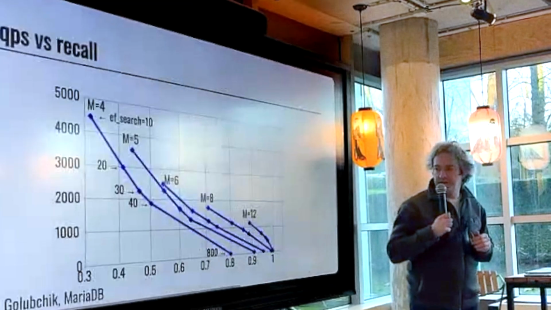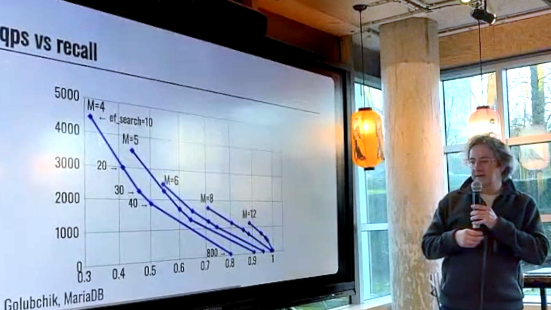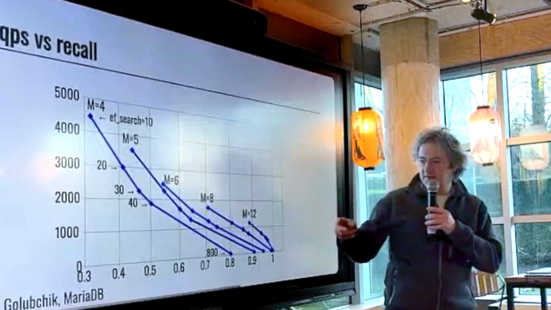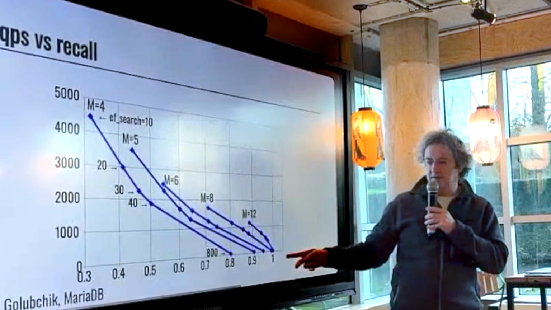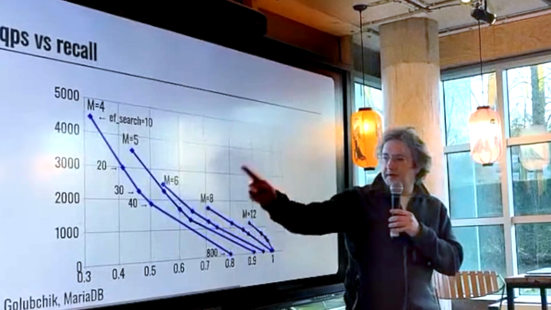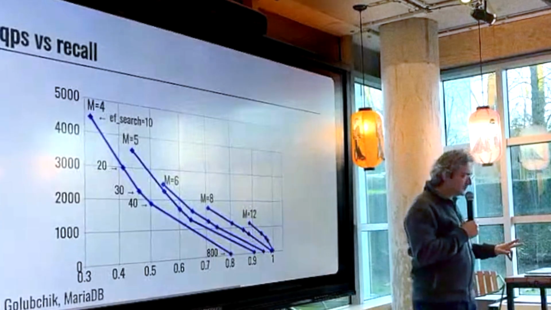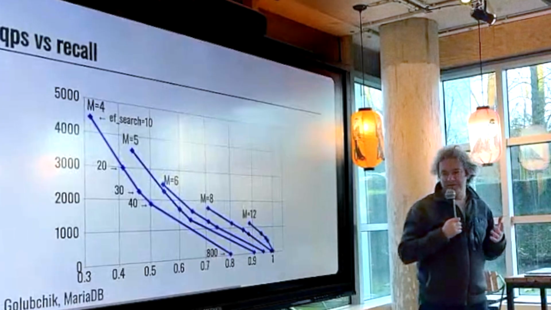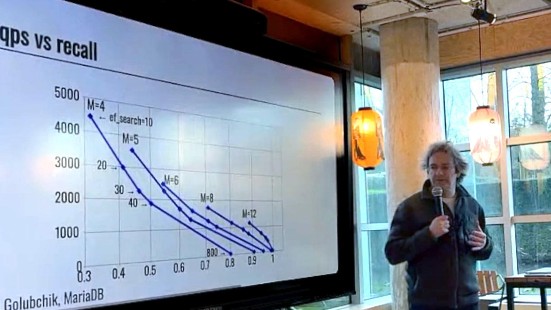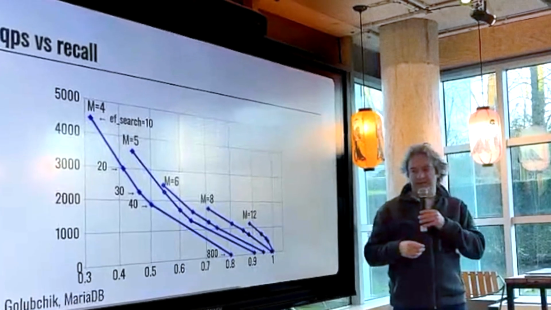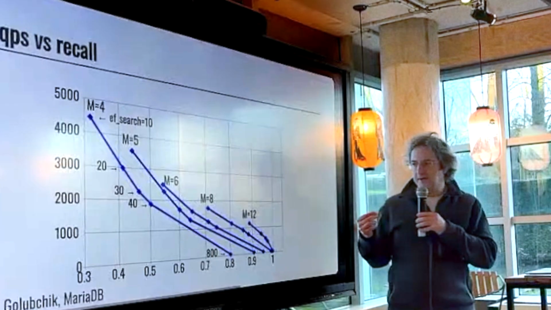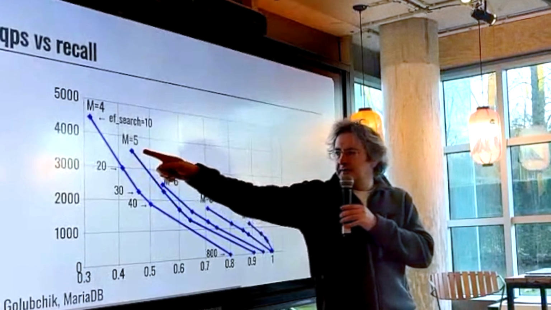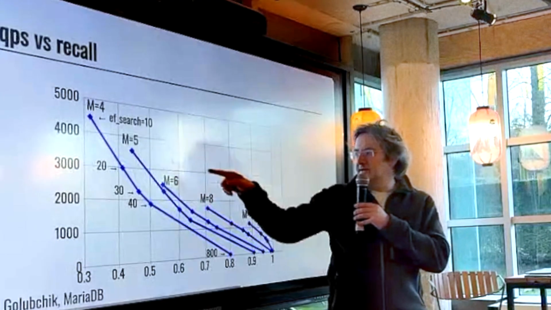This is one of the data sets benchmarked on MariaDB for different values of M and EF search. On the horizontal axis, this is recall, it goes up to 1 meaning exact, and this is QPS, queries per second. So two things you can see: when recall increases, the number of queries per second decreases, so the search becomes slower. And also if you increase M, you get less drop in speed and better recall than if you would increase EF search. So normally it makes sense to increase M and keep EF search as small as possible.